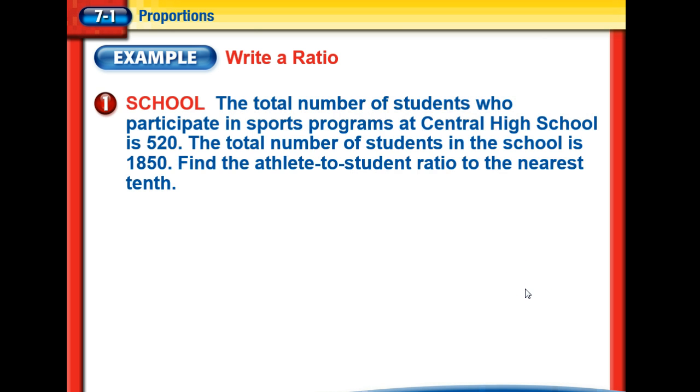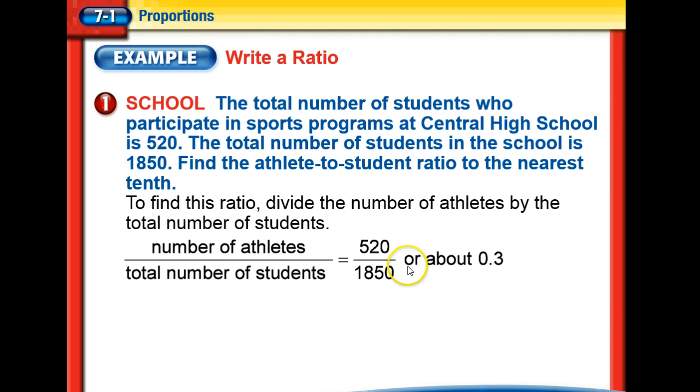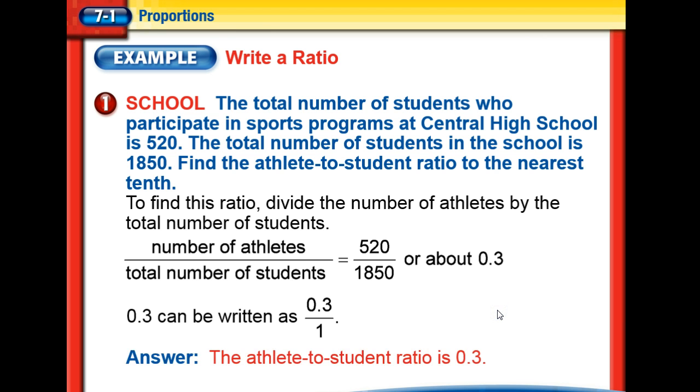So here's our first example: write a ratio. The total number of students who participate in sports programs at Central High School is 520. The total number of students in the school is 1,850. Find the athlete to student ratio to the nearest tenth. So ask yourself, what are we comparing? We're comparing athletes to the total student body. So 520 to 1,850 works out to be about 0.3. So the ratio is 0.3 to 1, or you can just leave it as 0.3, which is your answer.